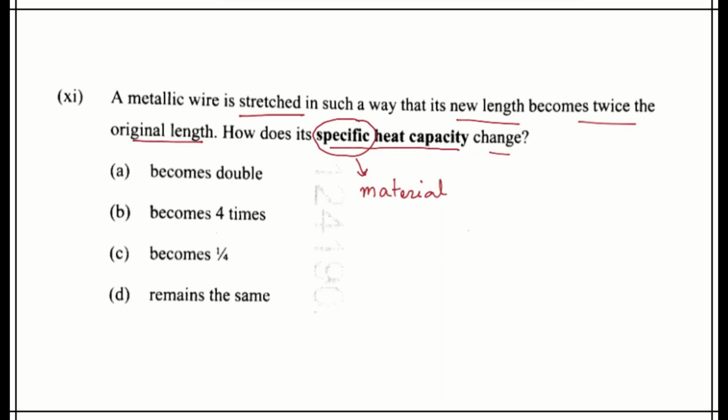So the options are: option A, becomes double, which is incorrect. Option B, becomes 4 times, which is also incorrect. Option C, becomes 1/4, is also incorrect. So the correct answer will be: remains the same.